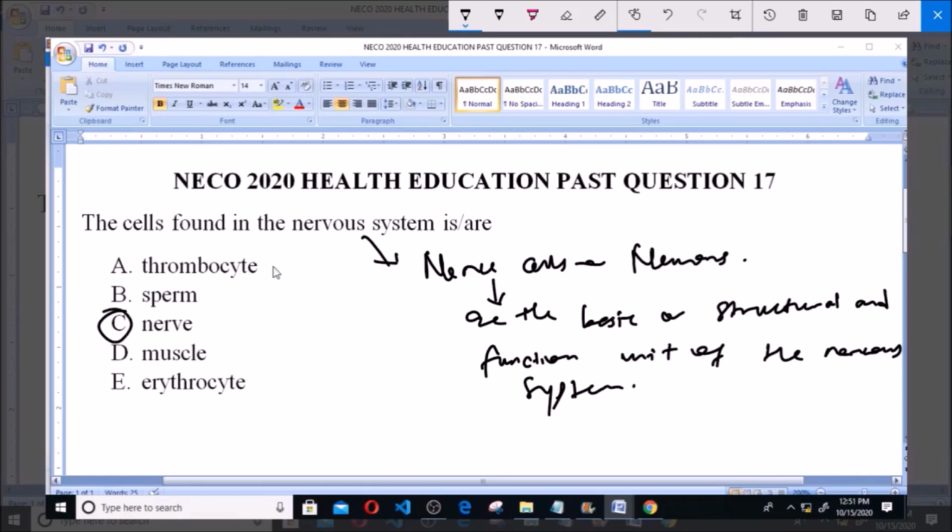A here says thrombocytes. Thrombocytes are also known as platelets, and these cells are found in the blood. B says sperm. Sperm cells are not found in the nervous system. Sperm cells are associated with what? With the reproductive system.